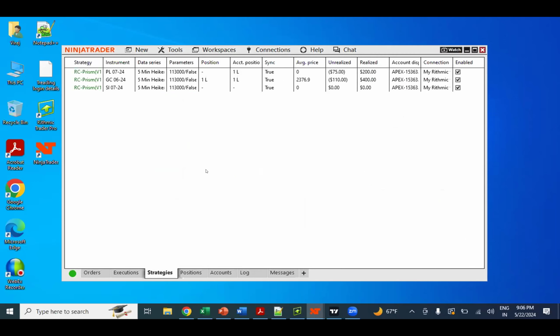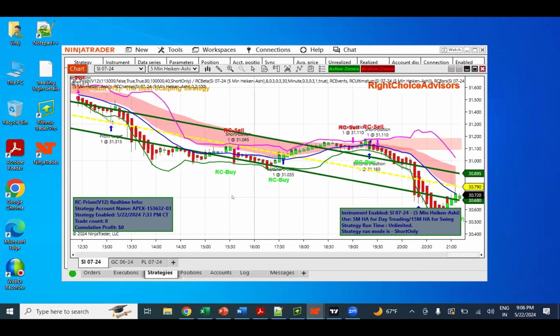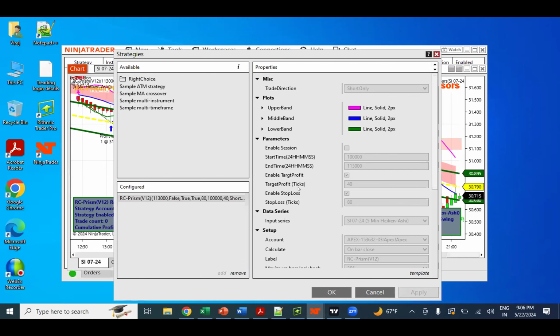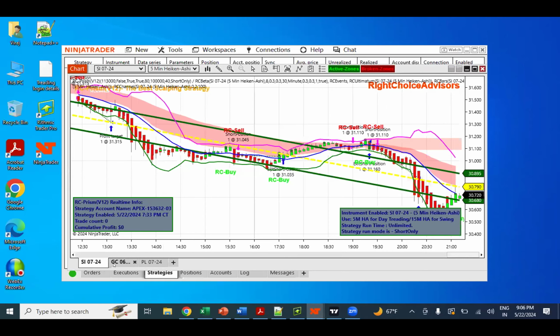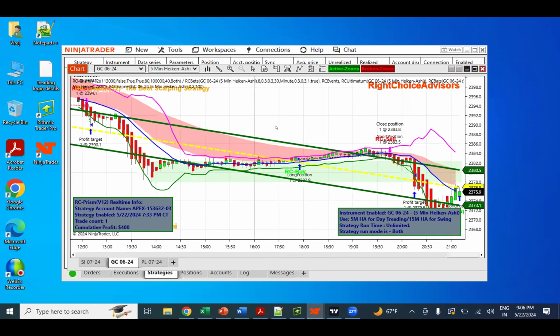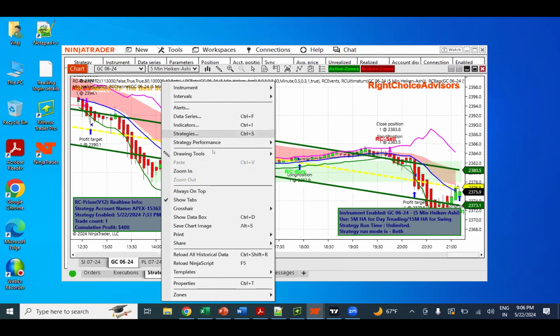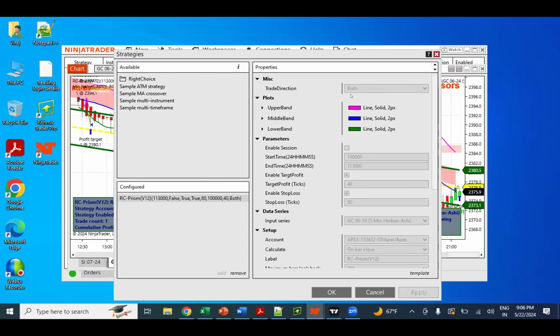Right click on the chart, wherever you have both directions. Gold, I think you have both directions, right? Here you have short only, which is right. This is for silver. For gold, instead of both directions, you need to put short only.